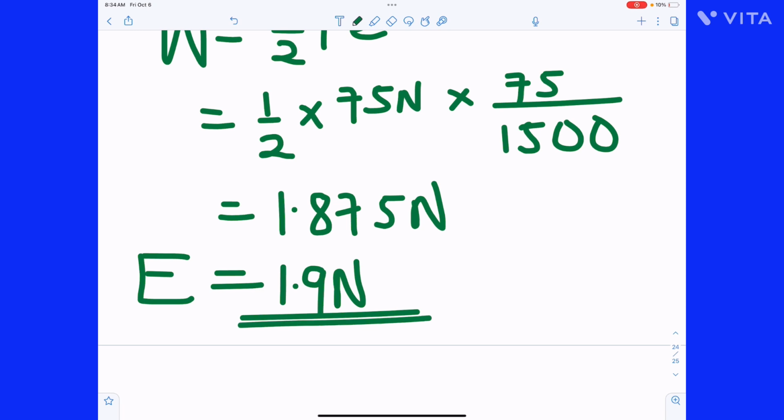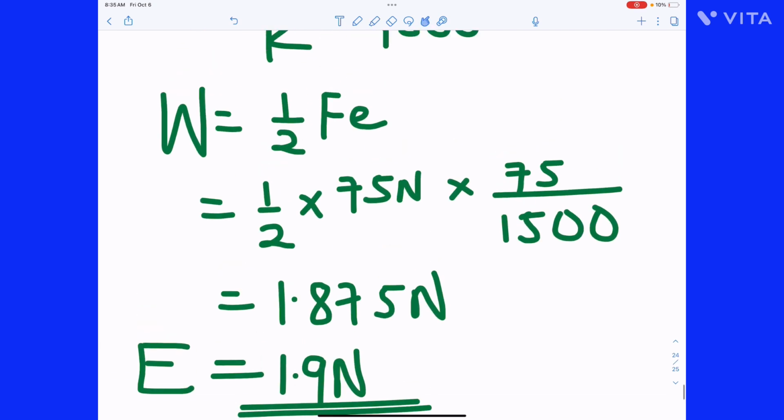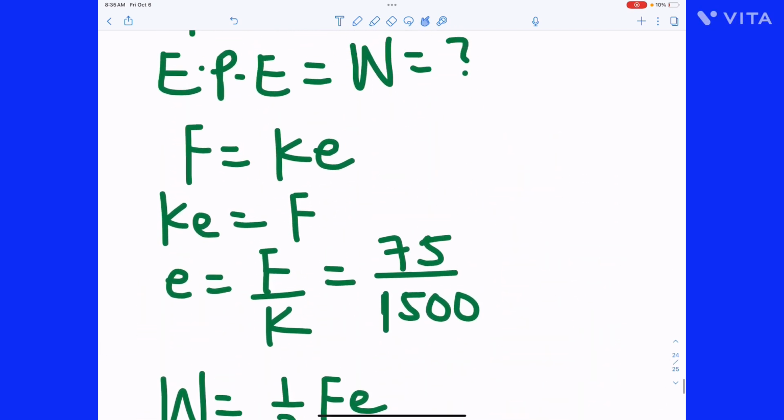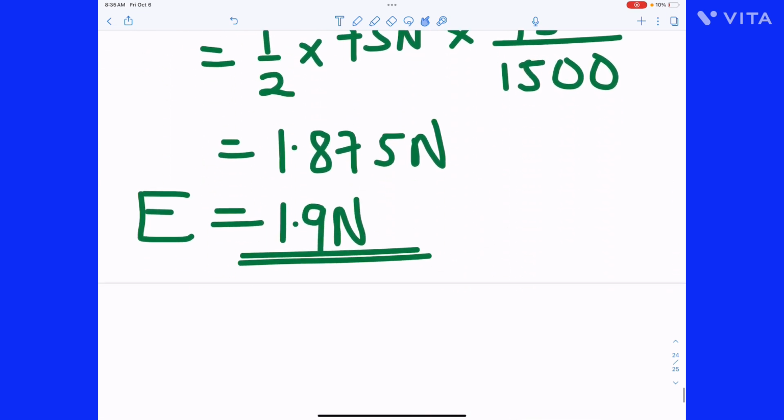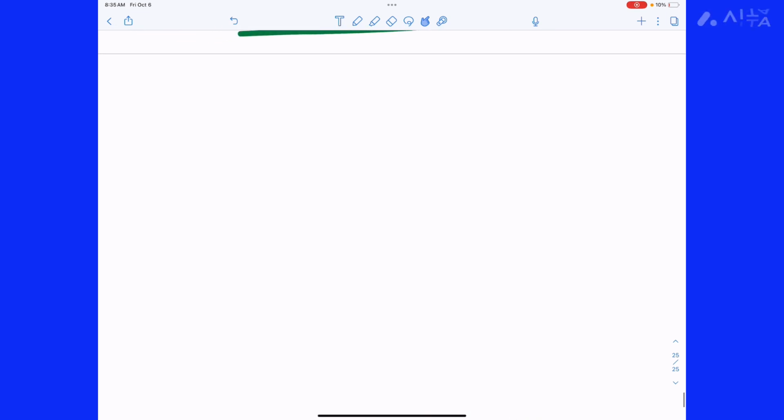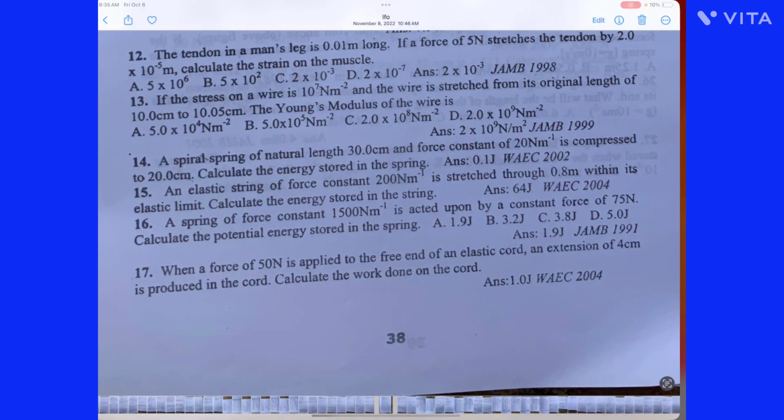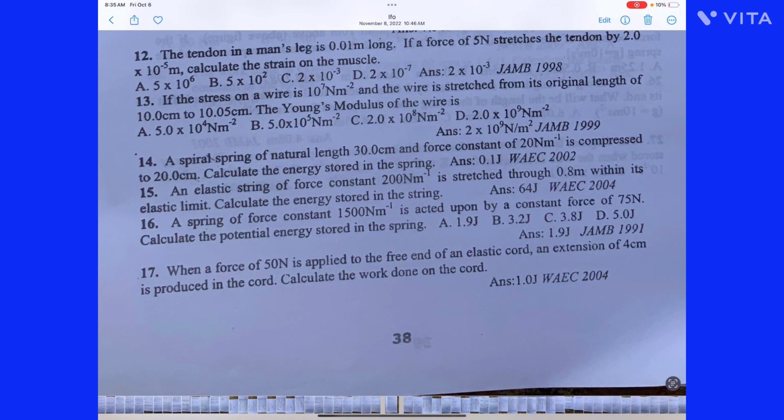So the half will still be there, even though it is said that the force is constant. You still put the half, except you are using a graph and it really shows that the force extension graph is rectangular. We will get to that later.